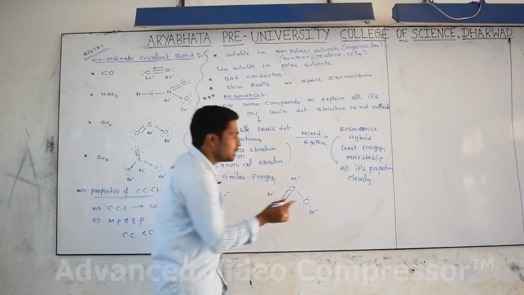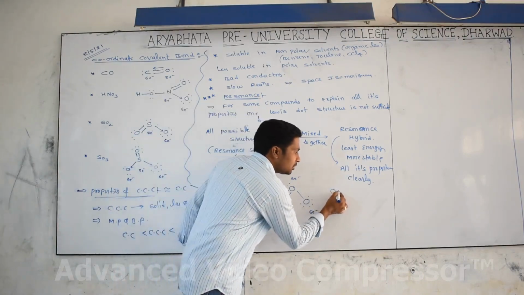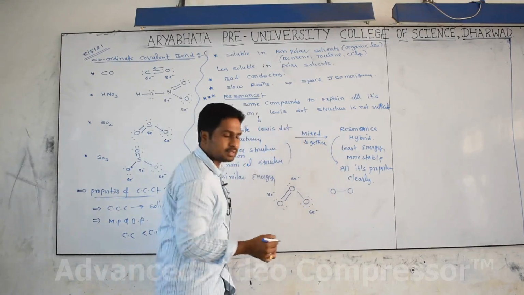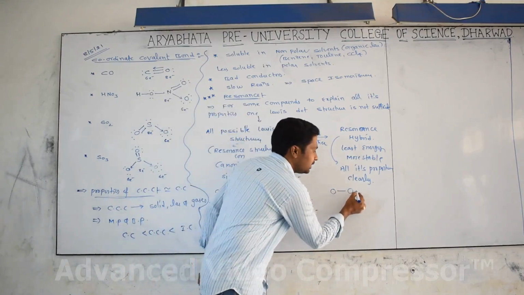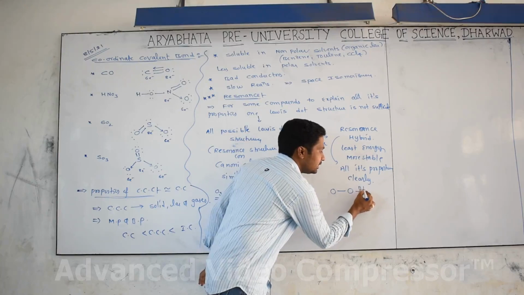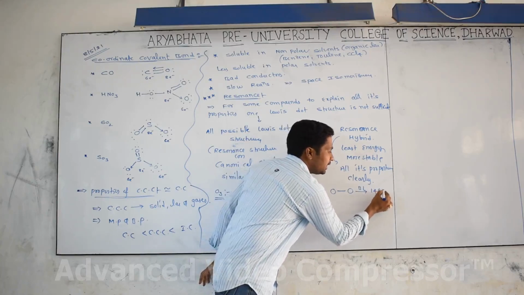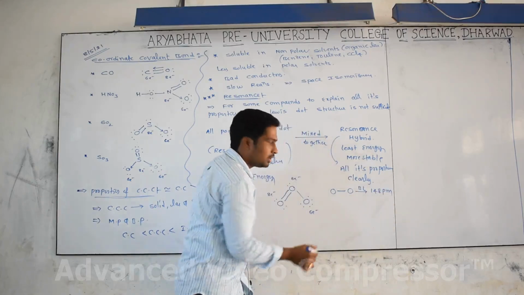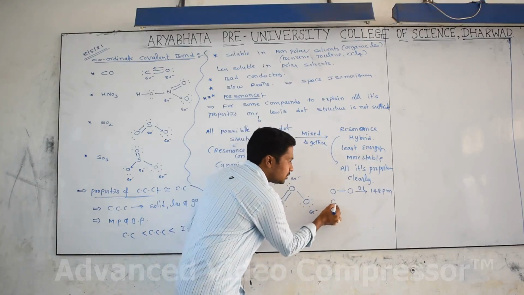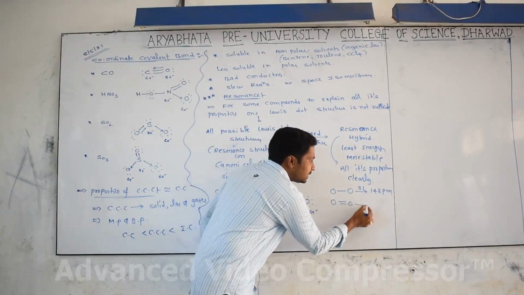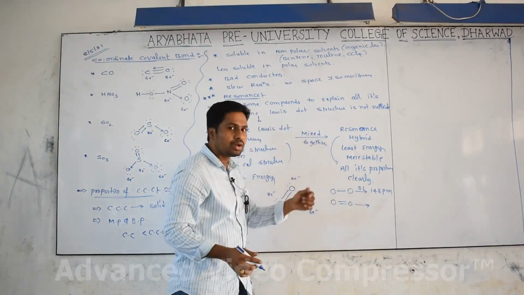Why? Because if you take ozone, the O-O single bond length is there. So this length I am telling, the O-O single bond length is 148 picometers. If you take the O-O double bond length, it is nothing but how much? Should it be more or less?